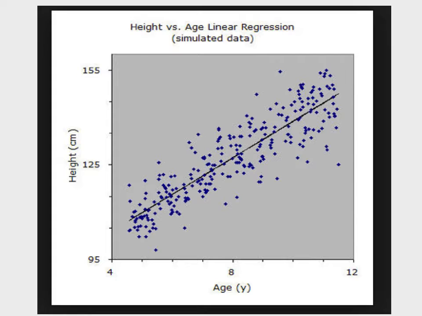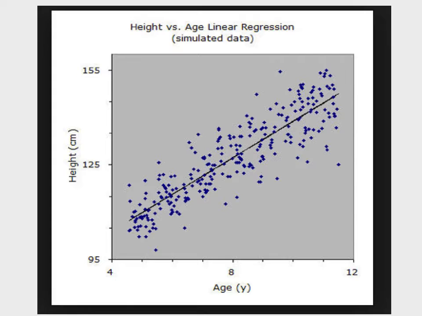If you look at this height versus age linear regression, you see that on the x-axis, age in years from the age of 4 to the age of 12, and then you see height in centimeters from 95 to 155. And what this data is showing you is a very positive relationship that as somebody ages from 4 years old to 12 years old, they increase in height.